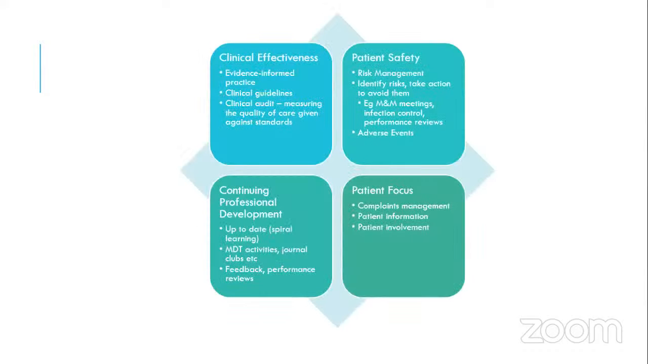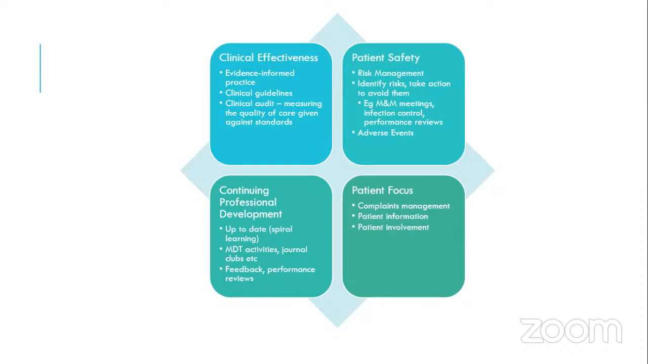So these are our four main key roles of clinical governance and the characteristics. It deals with clinical effectiveness, patient safety, continuing professional development, and is patient focused. For clinical effectiveness, this is where you practice evidence-informed practice using the clinical guidelines that our government provides us with, and clinical audit. Lindsay will also touch on clinical audit later. This is where you measure the quality of care given against the standards of care.